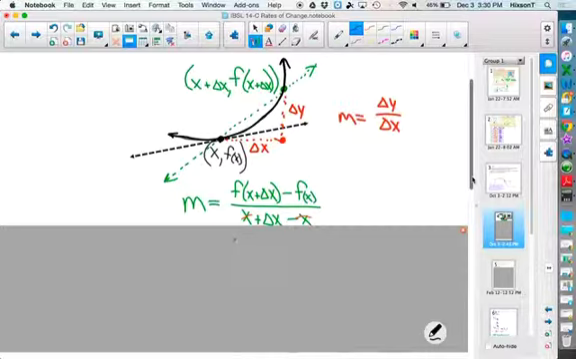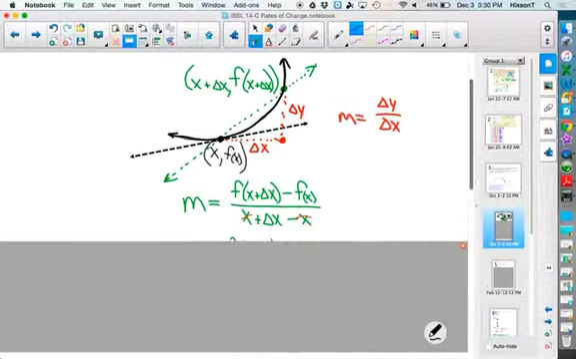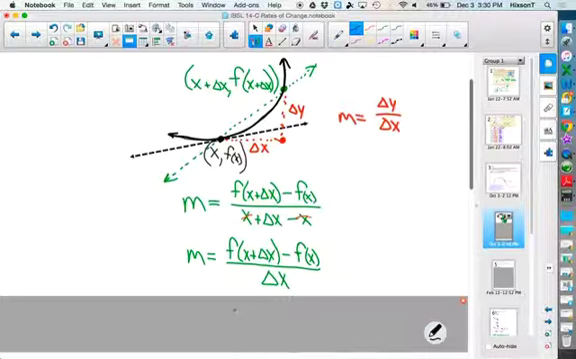And then my x coordinates are x plus delta x and x. So I subtract those, and notice my x's will cancel out, leaving me with a slope of f of x plus delta x minus f of x all over delta x. All right? Is everyone with me so far? Just a function of the original plus the change minus the original, divided by the change. Good. Isn't that just the slope anyways? It is the slope.